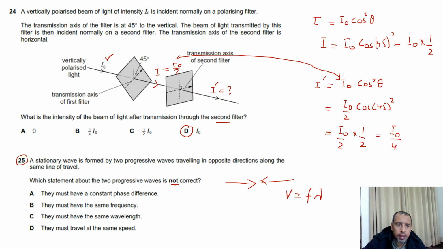Not correct. There must be a constant phase difference. Okay, there must be the same frequency. Yes, they must have the same frequency, and that's why they have the same speed, because they are the same type of waves. That's why they have the same lambda, because this relation confirms it. It means that they must have a constant phase difference is not the correct answer. That is not the correct requirement, and it is the correct answer because not required is the correct one.